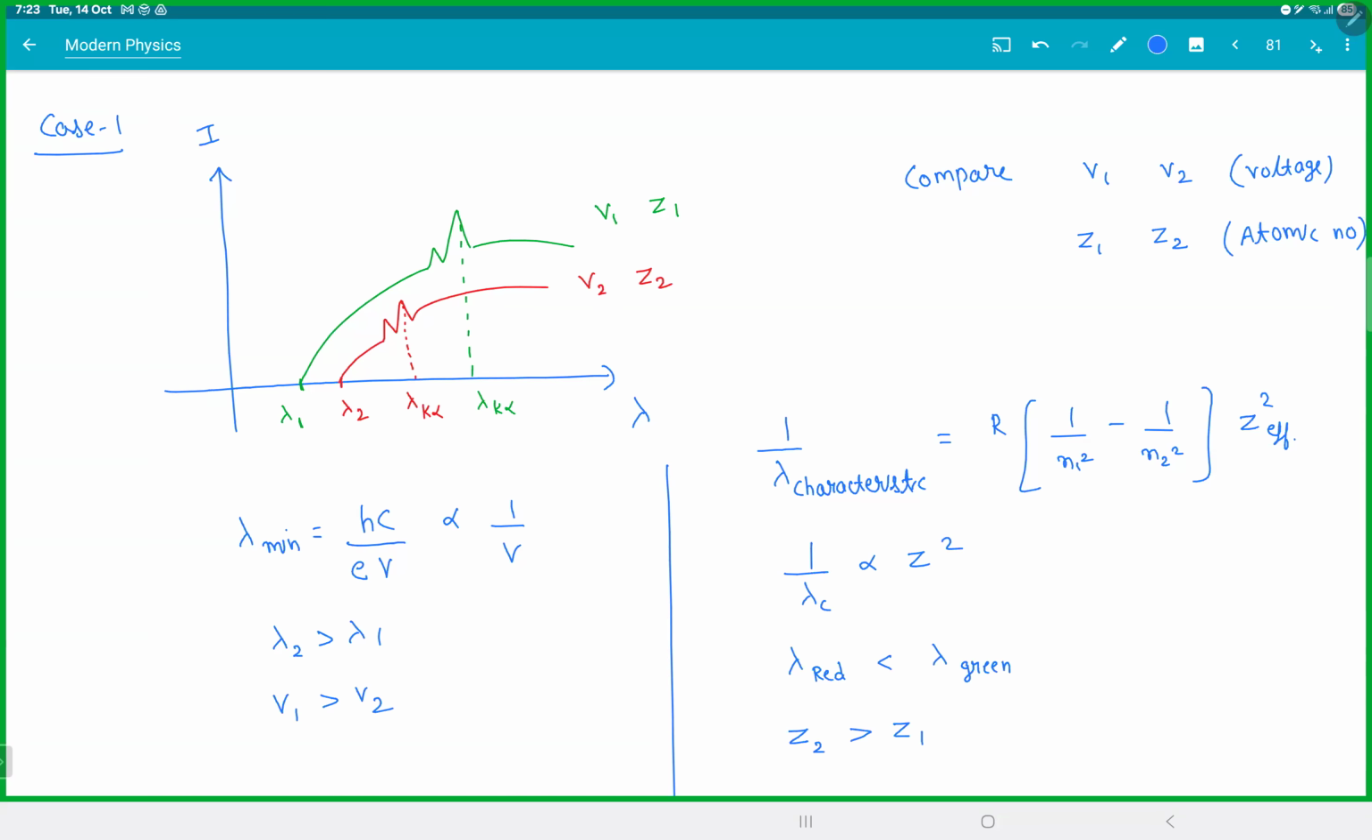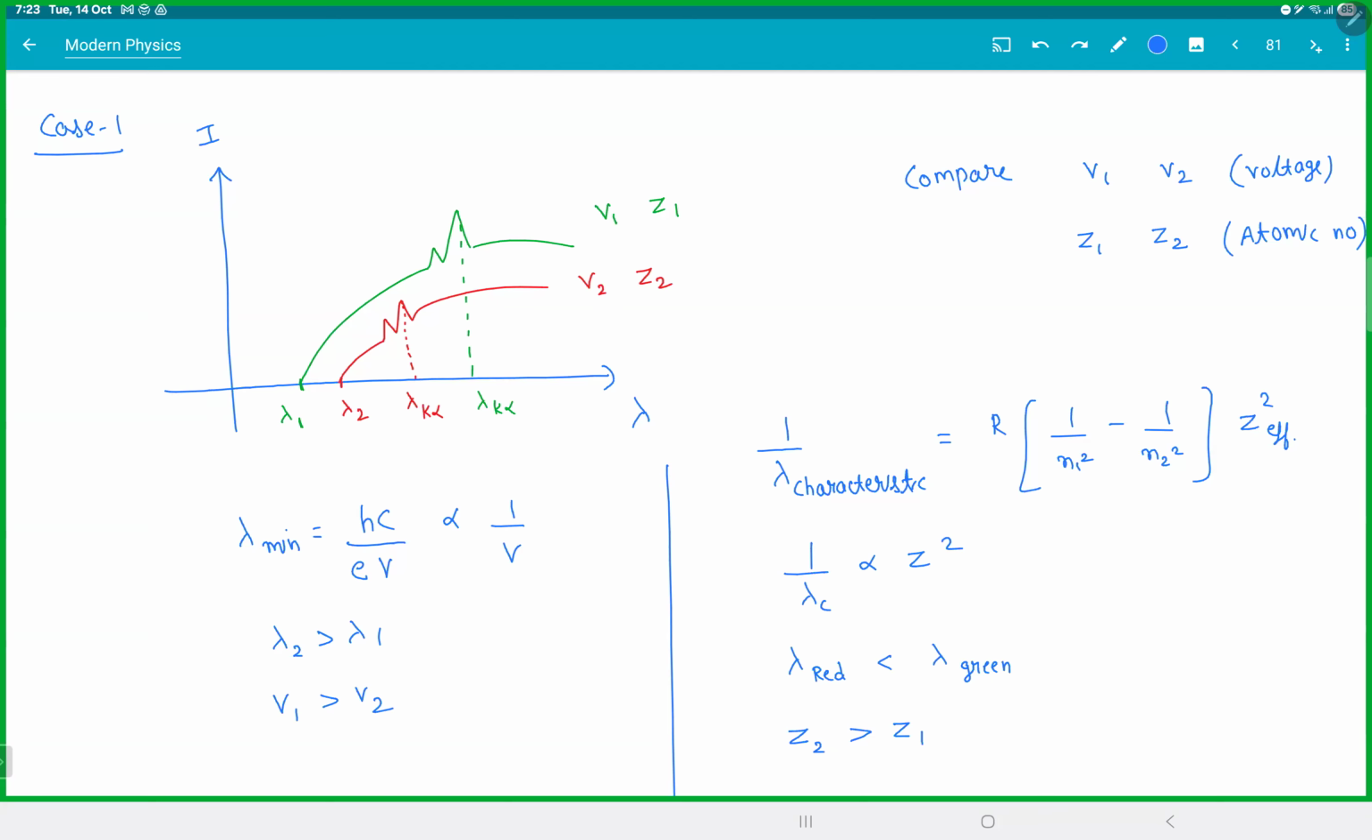Is that making sense? We're talking about two different lambdas. A simple way to remember this: you can clearly see the green K alpha is weaker. What is K alpha? A 2 to 1 jump. Agreed? In both cases, you're jumping from 2 to 1. But for some reason, the red one has more energy than the green one. Means what? The atomic number is more, isn't it? That is the only explanation.